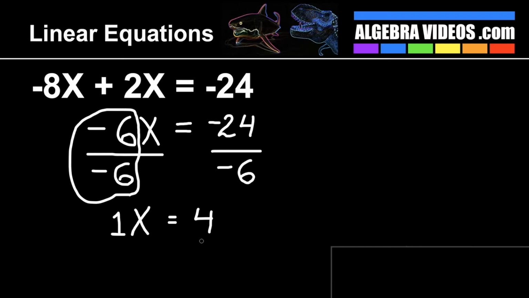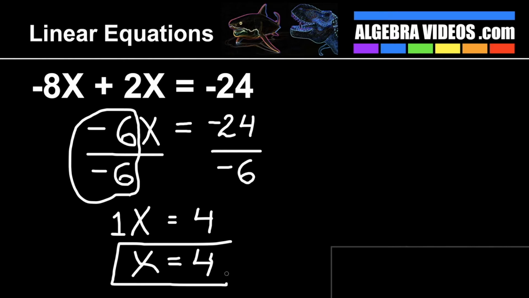So now we're really getting in a simple equation. 1x equals 4. And we really don't need to say 1x. We could just say x equals 4. And that is the solution to this problem. X equals 4. Now, just as a check, we can plug in x equals 4 into the original equation and make sure that both sides stay equal and make sure that that is the correct solution. So this is just an optional step to check your work.